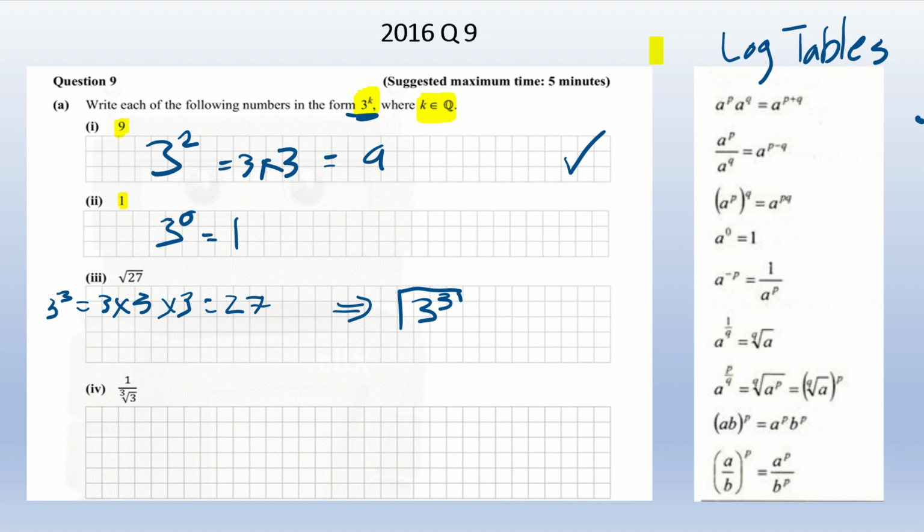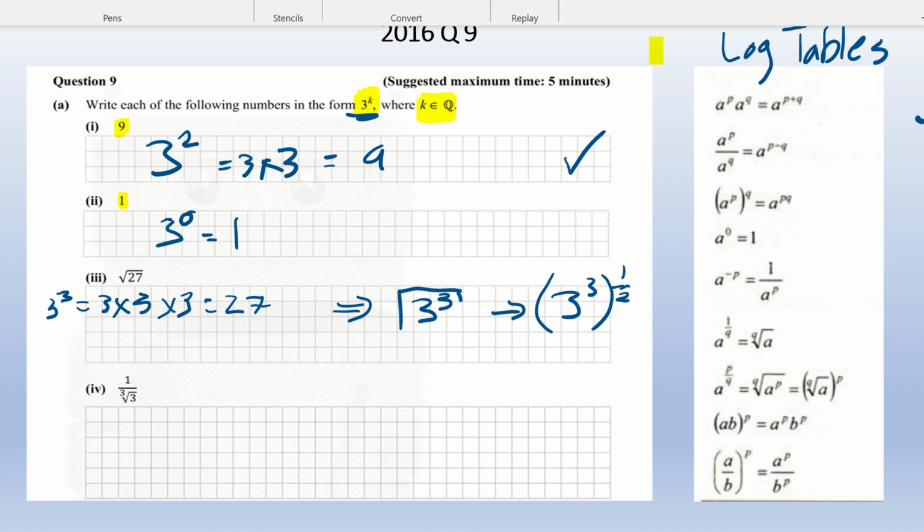So what I need to do is get rid of my square root here, because there is no square root in the way that they want their answer up top here. As I said a couple of minutes ago, the square root means to the power of a half, and in this case it's going to be 3 cubed and everything to the power of a half. Now we're nearly there, but we have to deal with this part here, the 3 and the half.